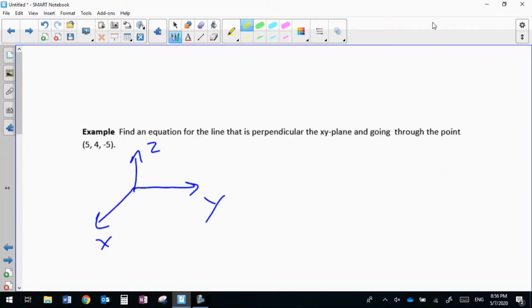In this next example, I'm asking you to find the equation of a line perpendicular to the xy plane and going through the point 5, 4, negative 5. Notice how those two clues, one gives me position, the other gives me direction. The first one gives me direction. It's perpendicular to the xy plane. Well, the xy plane is this area here, if you imagine shading all this area in right here. If we're perpendicular to that, it means the line goes straight up and down like this. And it goes through the point 5, 4, negative 5. If it goes straight up and down, I need a direction vector for it. Well, guess what vector has the same direction?